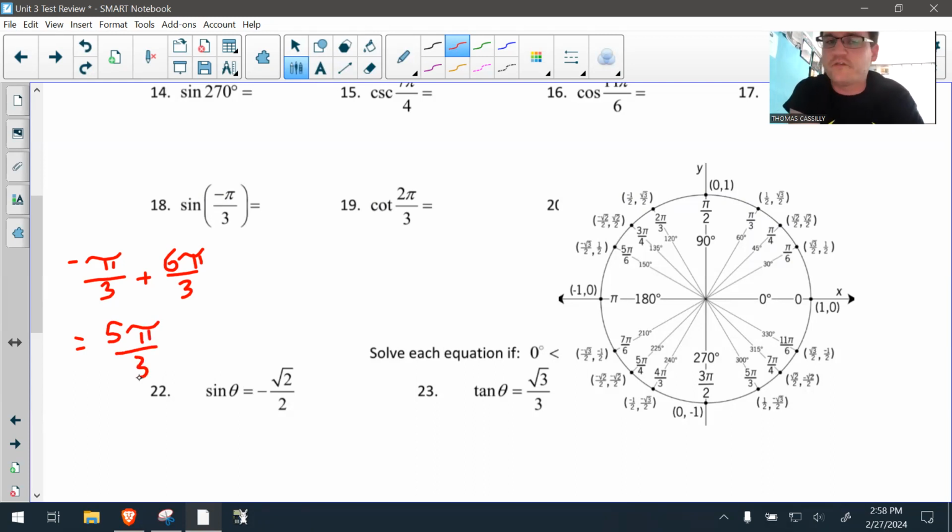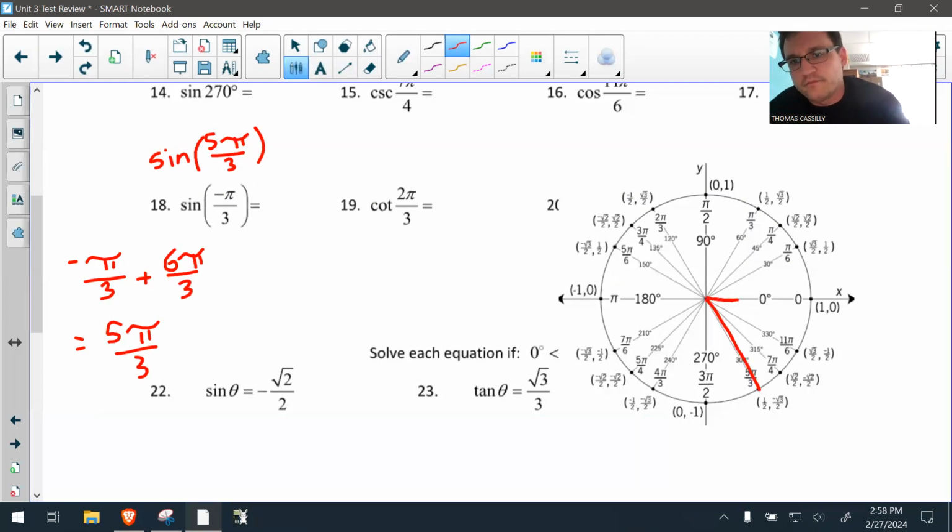All right, so don't think of it as the sine of -pi over 3. Think of it as the sine of 5 pi over 3. Those are coterminal angles. So this angle right here, this 5 pi over 3, is the same as negative pi over 3. It is the sine, so that's going to be the second value. That equals negative square root of 3 over 2.